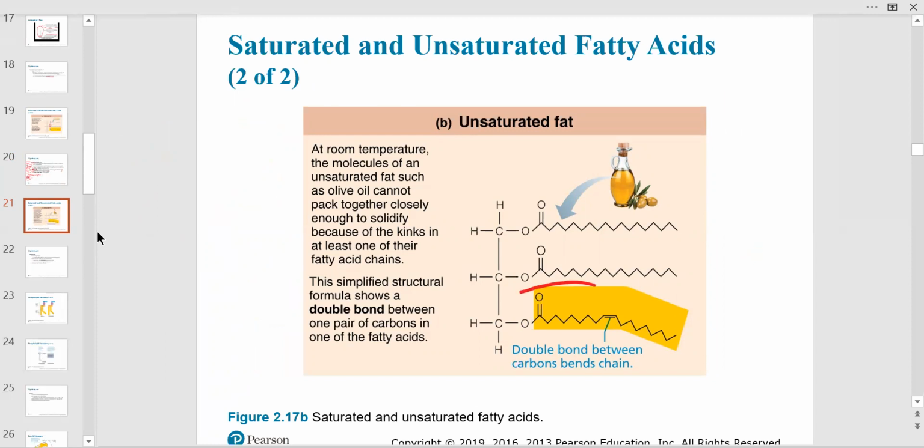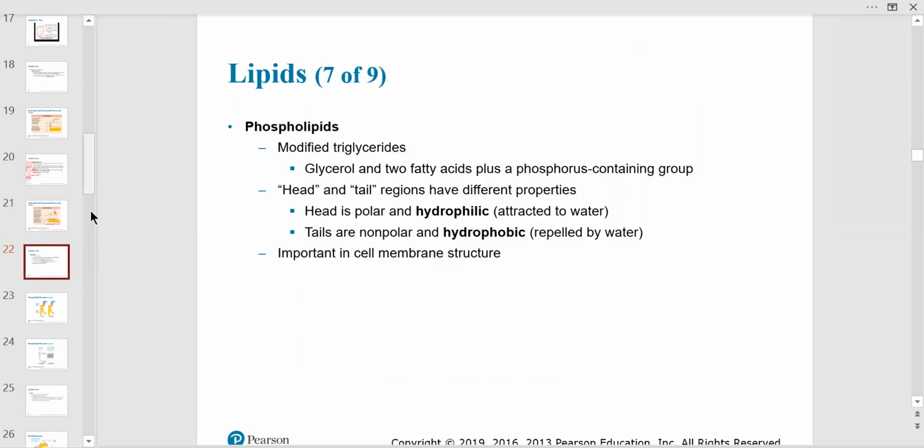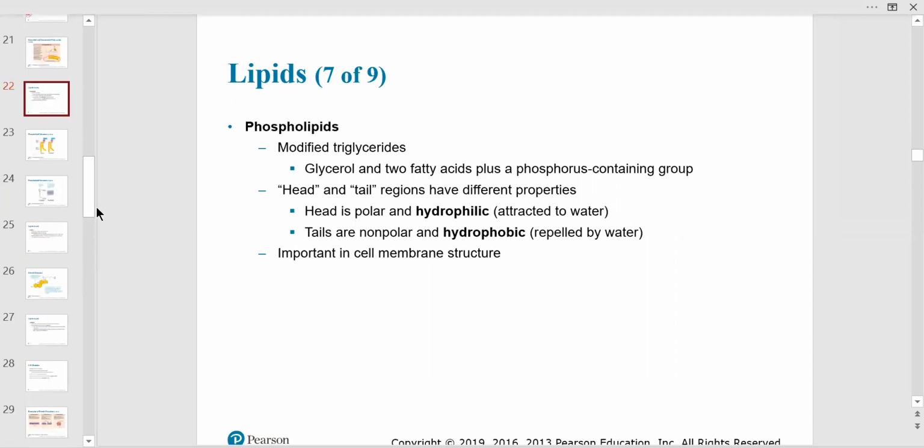So this is right here is a monounsaturated fat. But this is the triglycerides. So 1, 2, 3. Oils, fats at room temperature. So here's the important thing that we should get this down now, phospholipids. So modified triglycerides, where you have a phosphate, which is polar. The phosphate head is polar. And the tail is the lipid. And that is the non-polar.